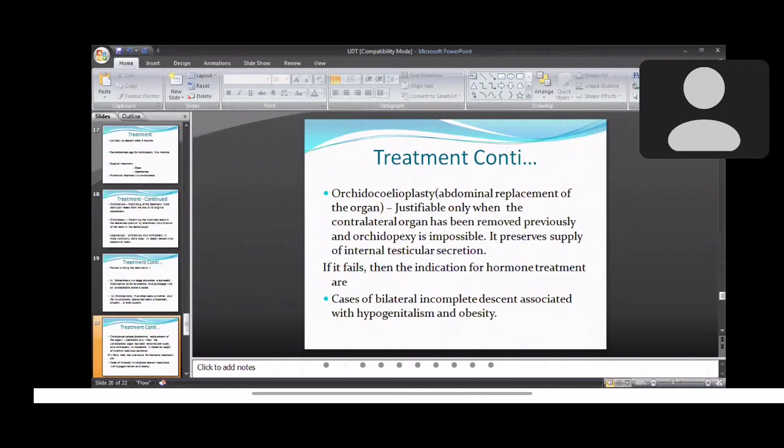Orchidoplasty, abdominal replacement of the organ, justifiable only when the contralateral organ has been removed previously, and orchidopexy is impossible. It preserves supply of the internal testicular secretion. If it fails, then the indications for hormone treatment are cases of bilateral incomplete descent associated with hypogenitalism and obesity.